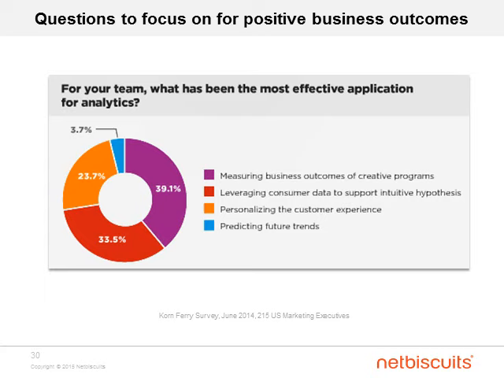So when thinking about what reports to run, I think it makes sense to think about it in the context of how the measurement contributes to positive business outcomes. So far, analytics has been the most effective application for measuring business outcomes of creative programs, at least according to this Corn Ferry survey, with 39% here agreeing. So this, again, really encouraging. But also, and it keeps cropping up, personalization here sits at almost 24%, and both of these are extremely significant in the field of content marketing.